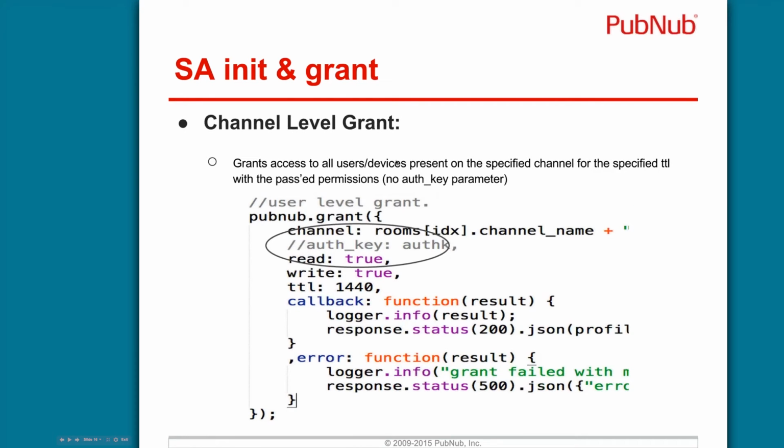Channel level grant. Channel level grant's a little bit different. This is granting access to a channel, but not to a user. So if everybody needs access to the webinar chat channel, which is the grant that I just showed you, I can grant access to that particular channel. The difference between this and an application level grant is that I'm constraining what permissions I'm granting by the channel that I'm passing in. Okay. And here I'm doing read write and TTL 1400, callback and error as normal.